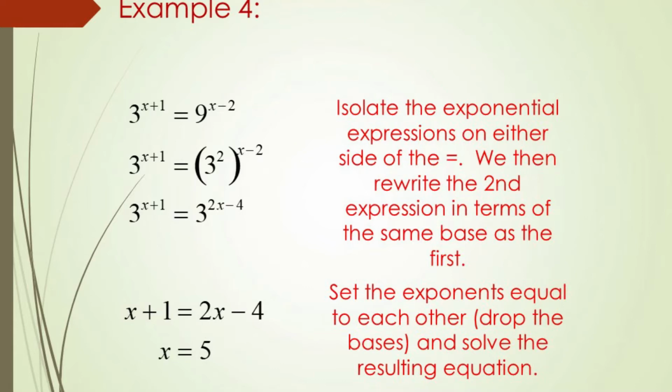Now, since they have the same base, you can now equate the exponents. So we have x plus 1 equals 2x minus 4. So the answer is x equals 5. That's how we solve an exponential equation. Another example. Let's try this.